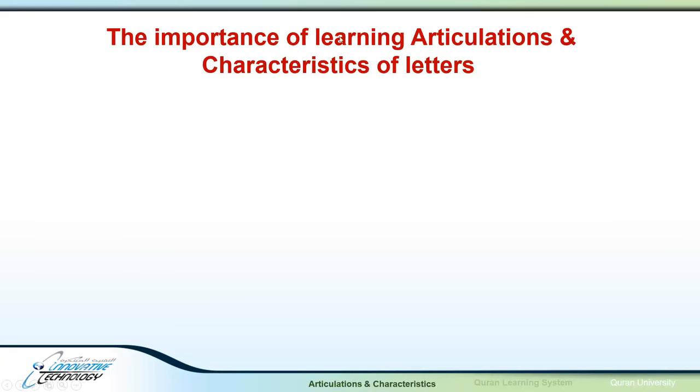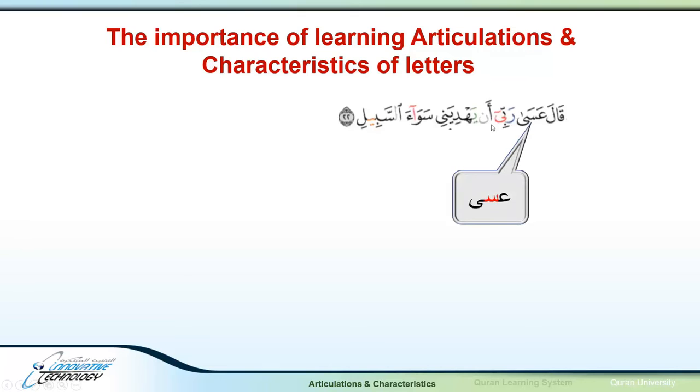So, what's the importance of learning articulations and characteristics of letters? Why should we learn that? Let's take an example, a verse of the Quran. قال عسى ربي أن يهديني سواء السبيل. The word عسى means might. عسى has a letter seen in the red here. So this seen, if we don't pronounce it properly, if we don't articulate it properly and give it the right proper characteristics, it could be altered into a different letter.